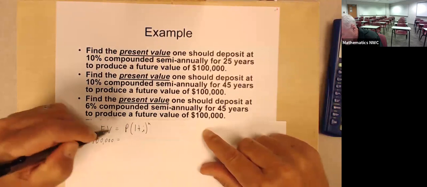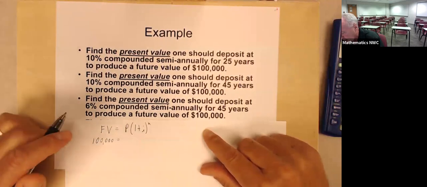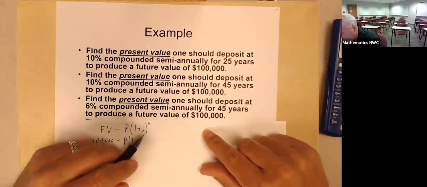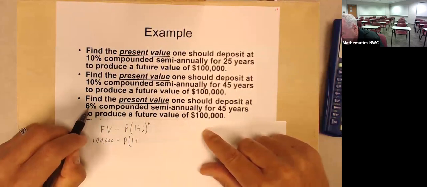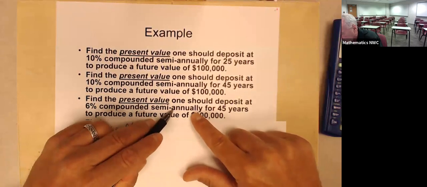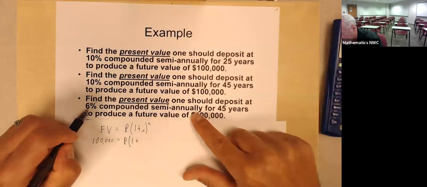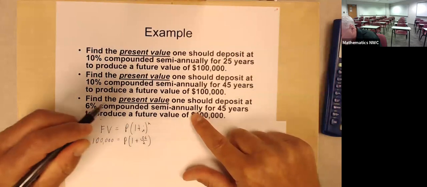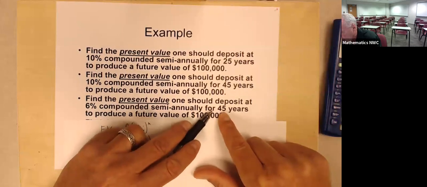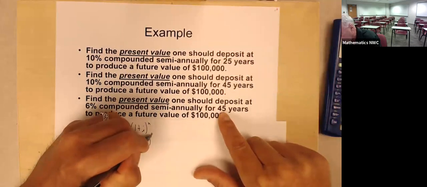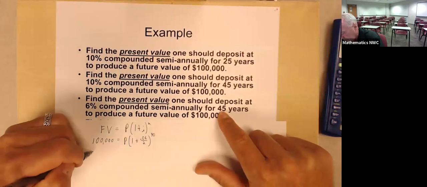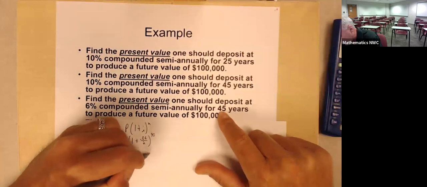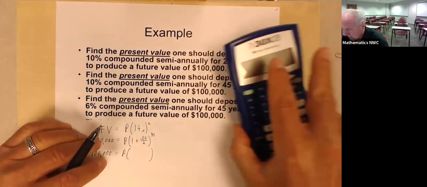In your exercises, they might give you any old amount. I don't know the present value. My I is the interest rate, 6%. Semi-annual compounding is twice a year, so 6% divided by 2. Twice a year for 45 years, 2 times 45 would be 90. I need to get that amount.